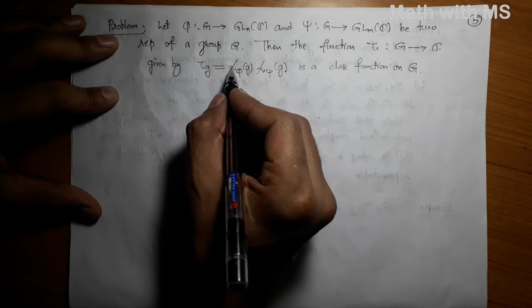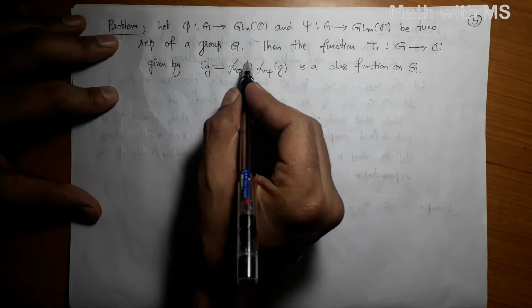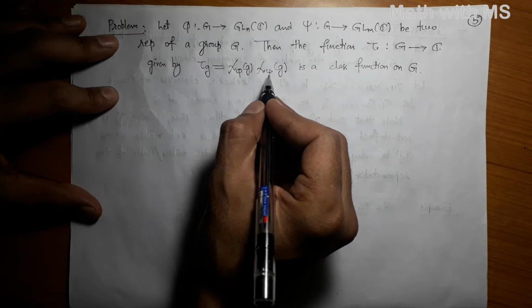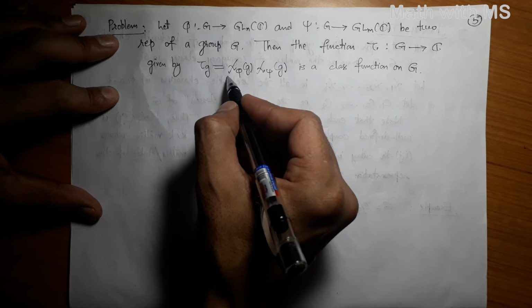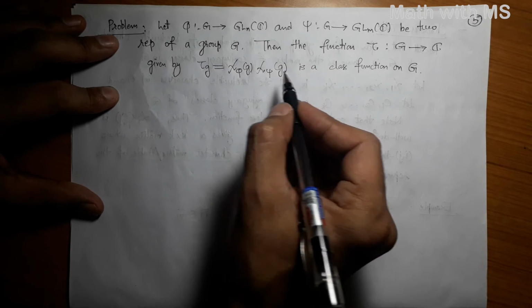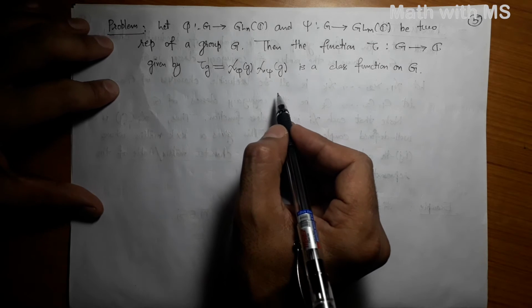Because chi phi is a class function, so it is constant on conjugacy classes of G. Chi psi is also a class function, so it's constant on conjugacy classes of G, and therefore their product is constant on conjugacy classes of G. So tau is a class function.